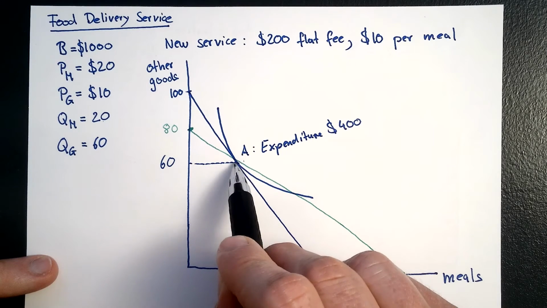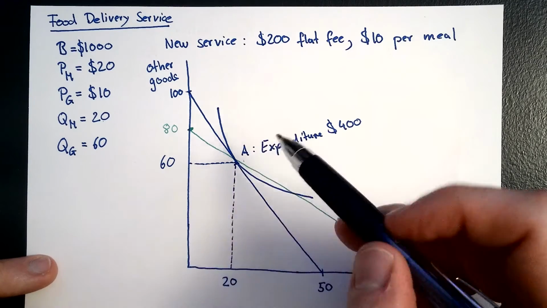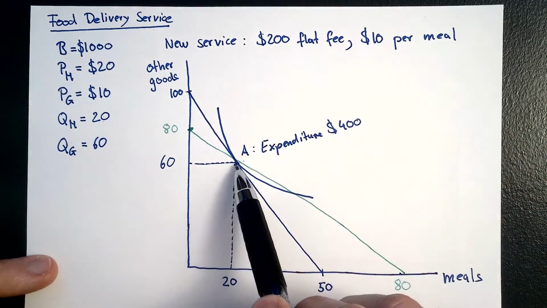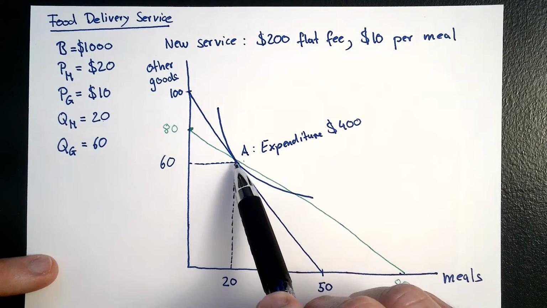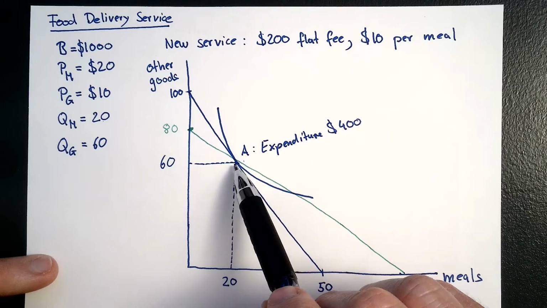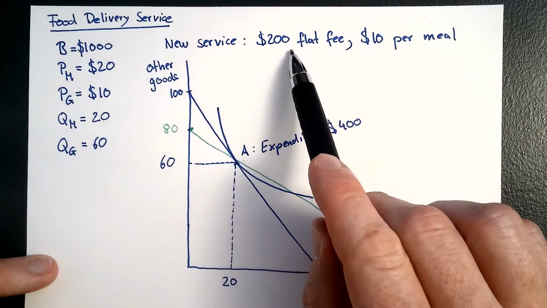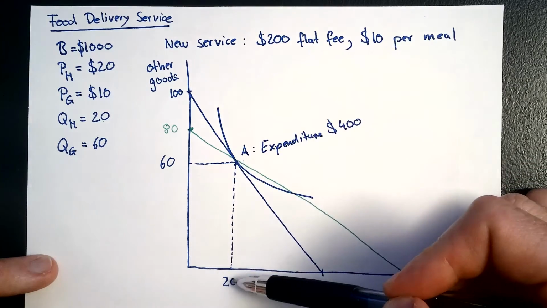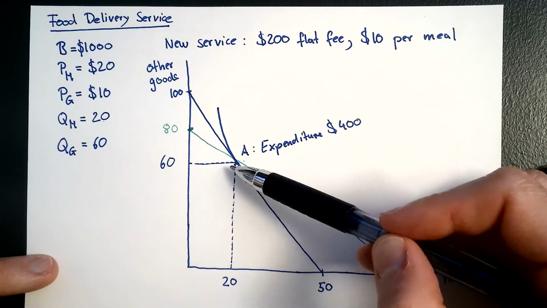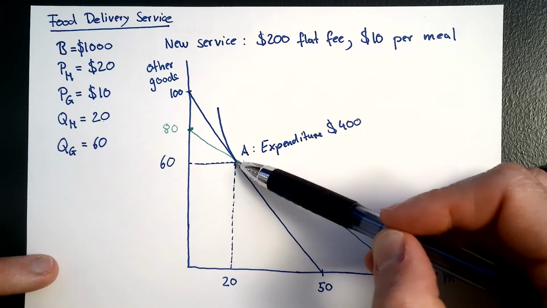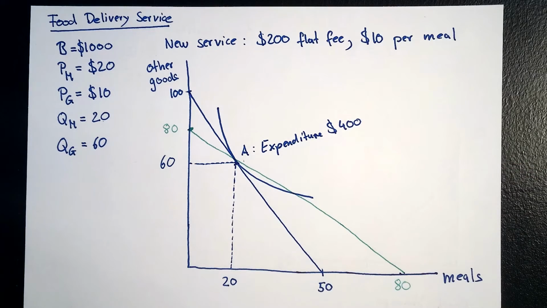So if we wanted to consume here, as we currently do, and we spend $400, we could also consume with the new service at this point, and we would be spending $400 on food, in the sense that we would be spending $200 in the flat fee, and then we would purchase 20 meals at $10 each. So we would be spending $400. So this original point is also affordable with the new food service.